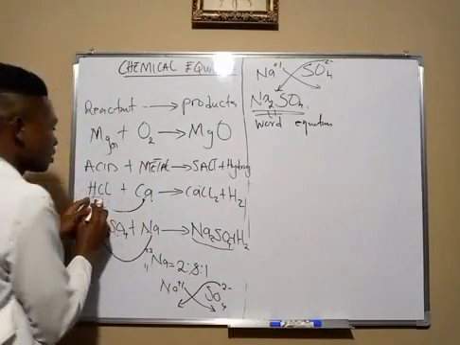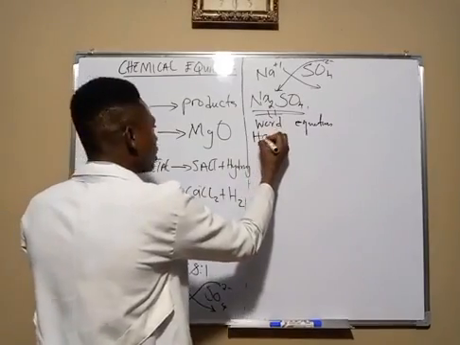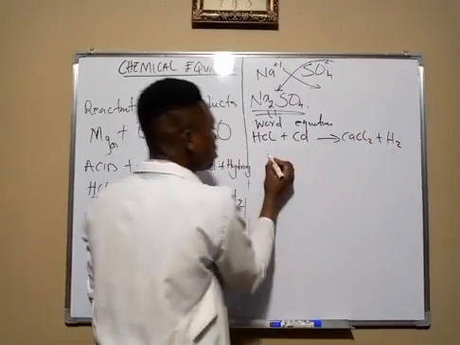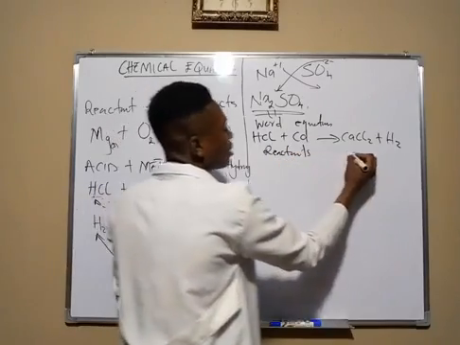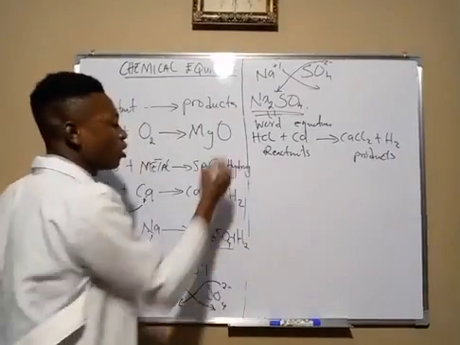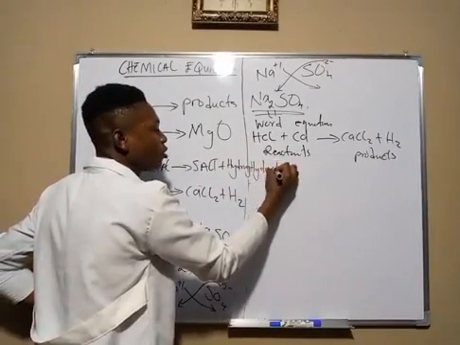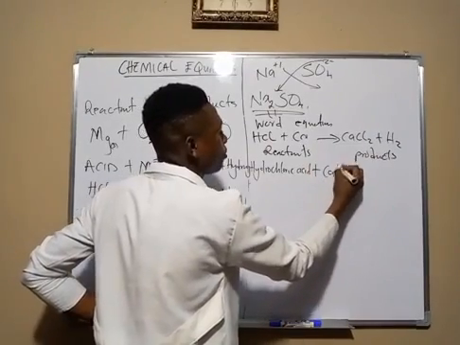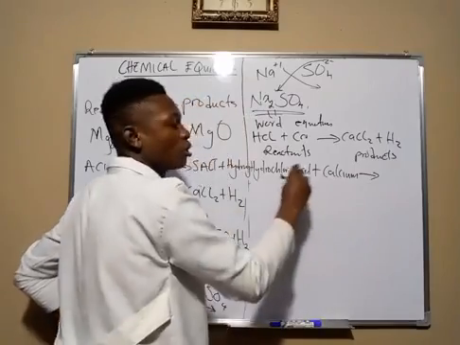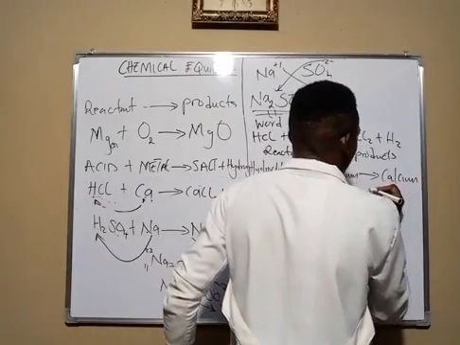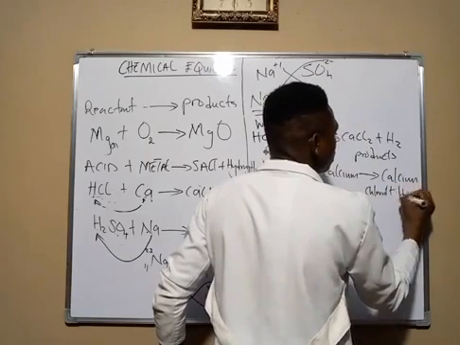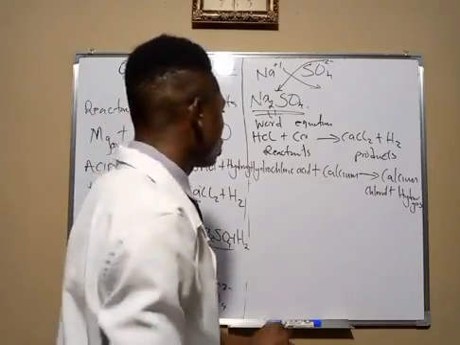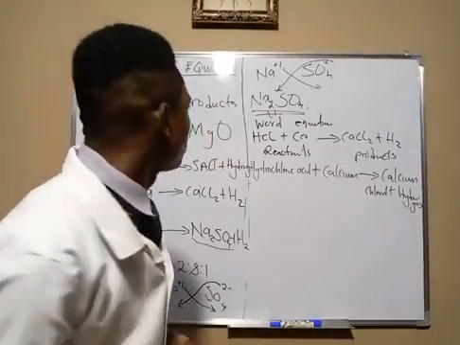To write the word equation of hydrochloric acid reacting with calcium, which gives calcium chloride plus hydrogen gas, these are the reactants and these are the products. So to write the word equation, you say hydrochloric acid plus calcium gives calcium chloride plus hydrogen gas. So that's the word equation that you are supposed to form.